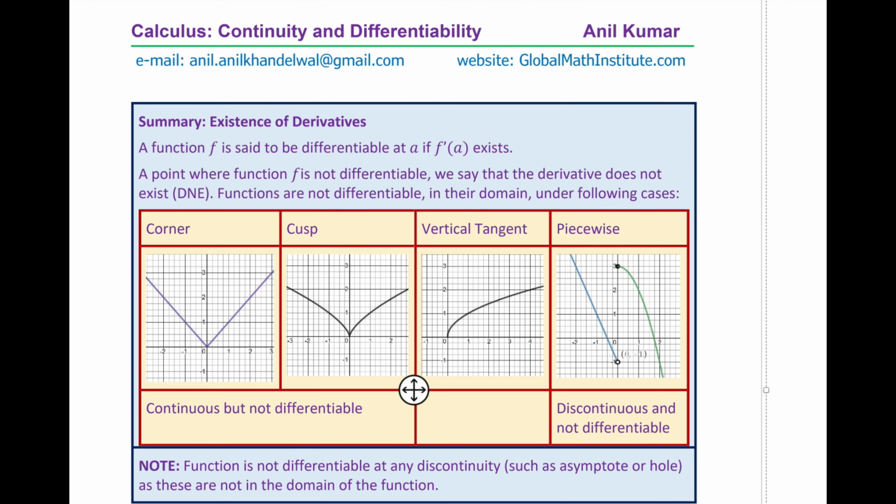So now let's look into what we have learned so far. So here is the summary of existence of derivatives. There are different conditions when the derivative may exist. A function f is said to be differentiable at a if the derivative exists. That is our basic definition.